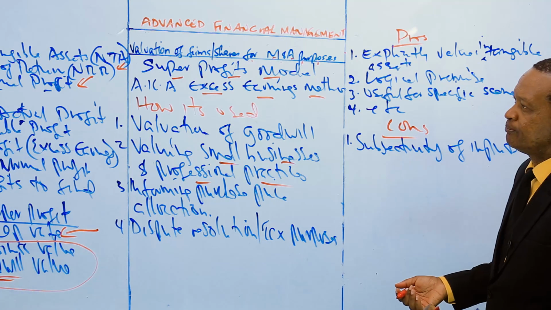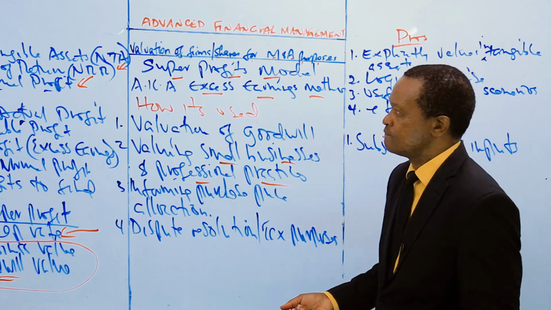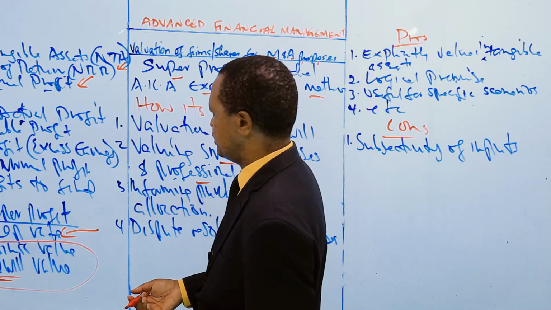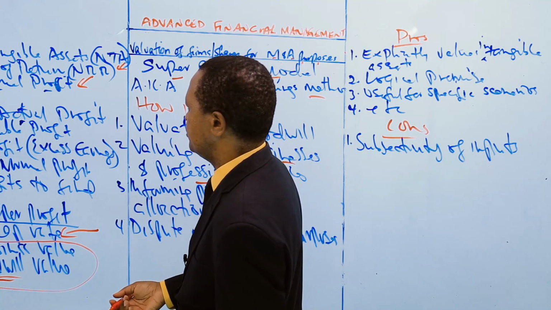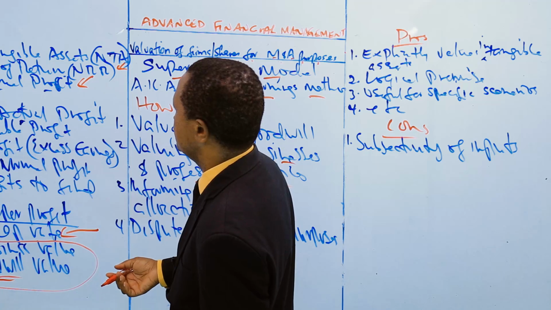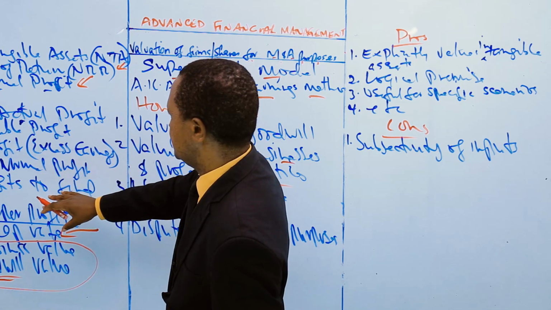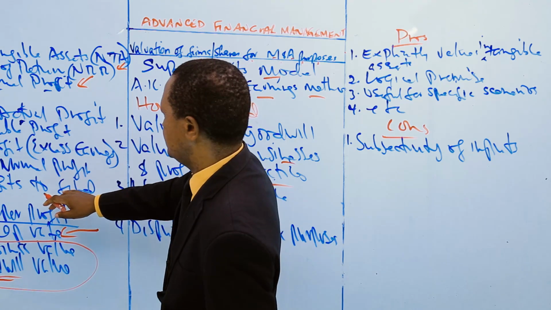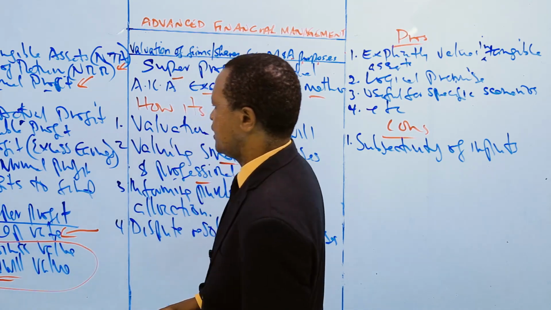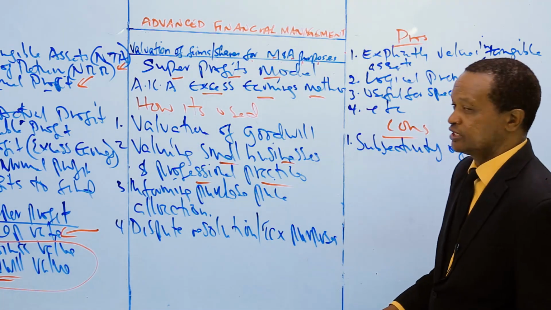We also mentioned the maintainable profit. The maintainable profit, we had a maintainable profit. Again, the maintainable profit can be highly subjective.